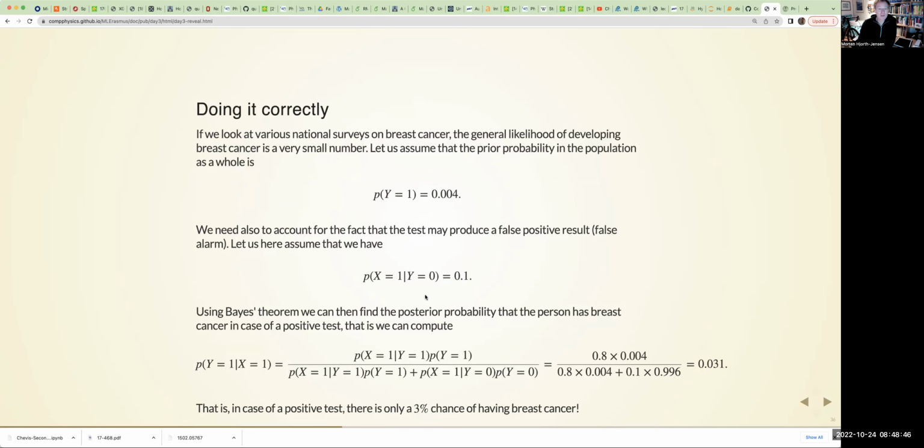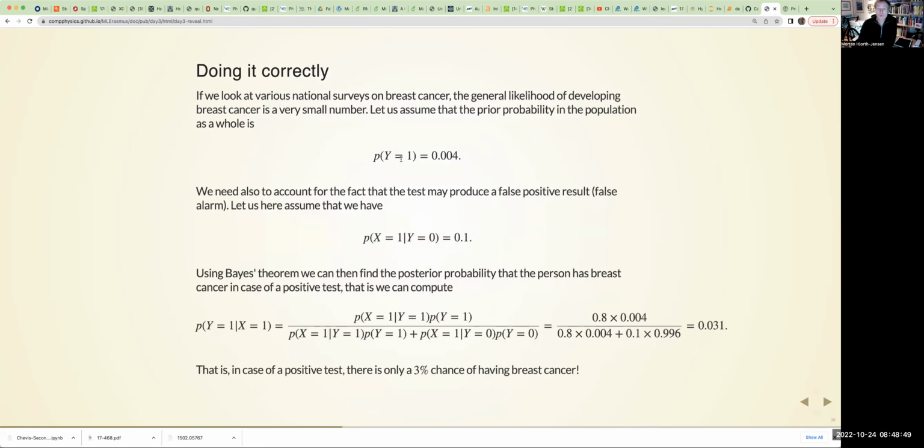So if you now look at what we would call the prior, in a population as a whole, there is roughly 3 to 4 per mil of women who get breast cancer in the age of 45 to 70. And this is the kind of quantity which would define the prior. I'm also making up a number here for a false positive result, which means false alarm. And that says that x equal to 1 with y equal to 0 is equal to 0.1.